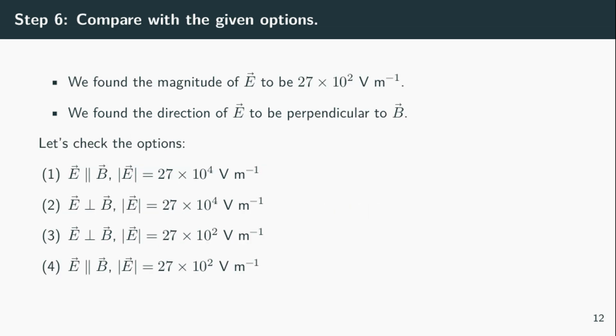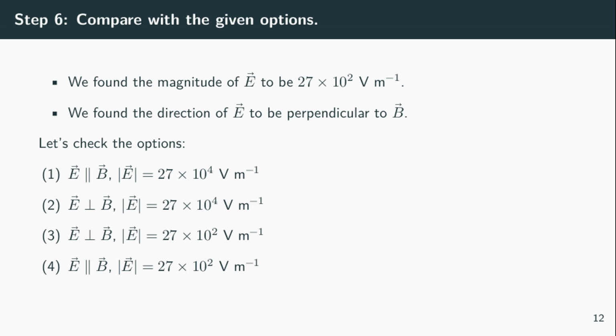Now in step 6, let's compare our findings with the given options. We calculated the magnitude of vector E to be 27 times 10 to the power of 2 volts per meter, and we determined the direction of vector E must be perpendicular to vector B. Let's look at the options again. Option 1, vector E is parallel to vector B, magnitude is 27 times 10 to the power of 4. That doesn't match. Option 2, vector E is perpendicular to vector B, magnitude is 27 times 10 to the power of 4. The direction matches, but the magnitude doesn't.